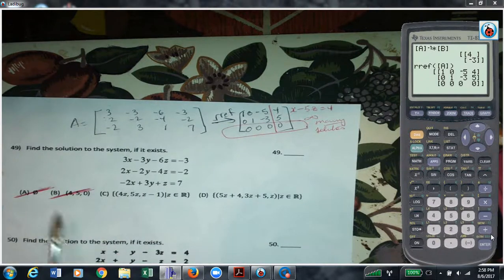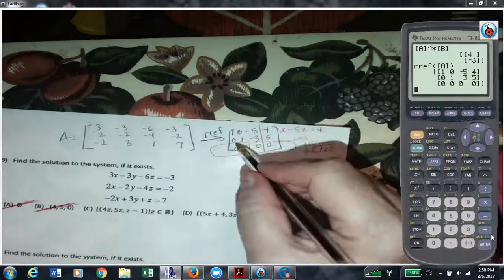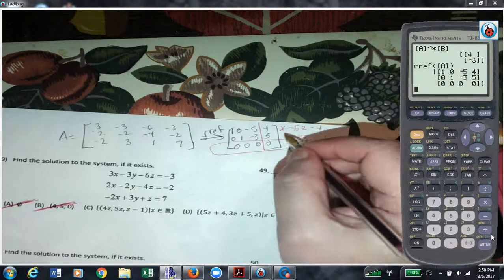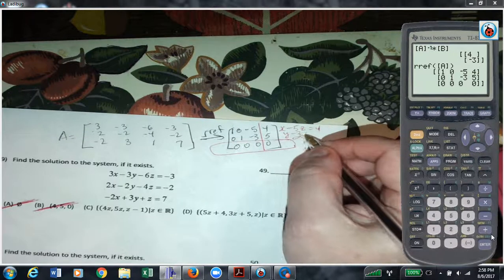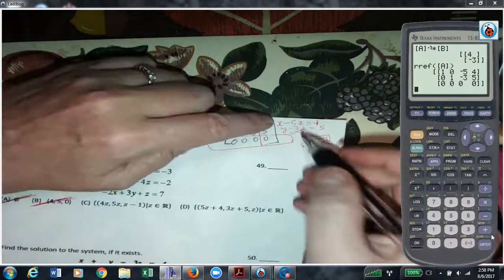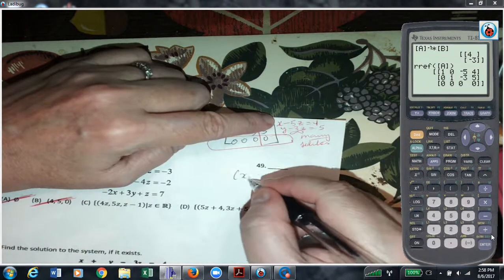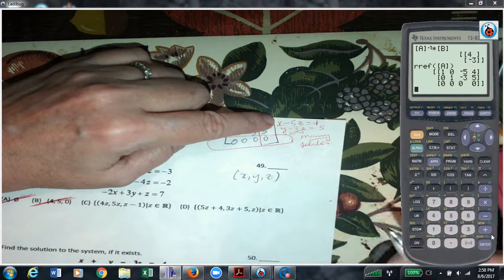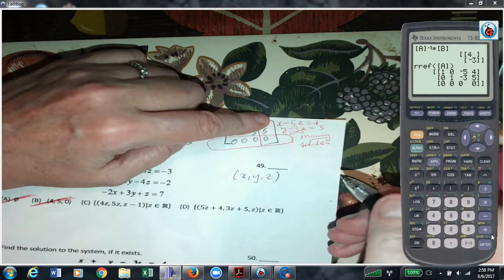So I know it can't be those. What does the second row tell you? 0 times x plus 1 times y minus 3 times z equals 5. So now I have to give a general solution. So instead of x, y, z, I have to write with only one letter.